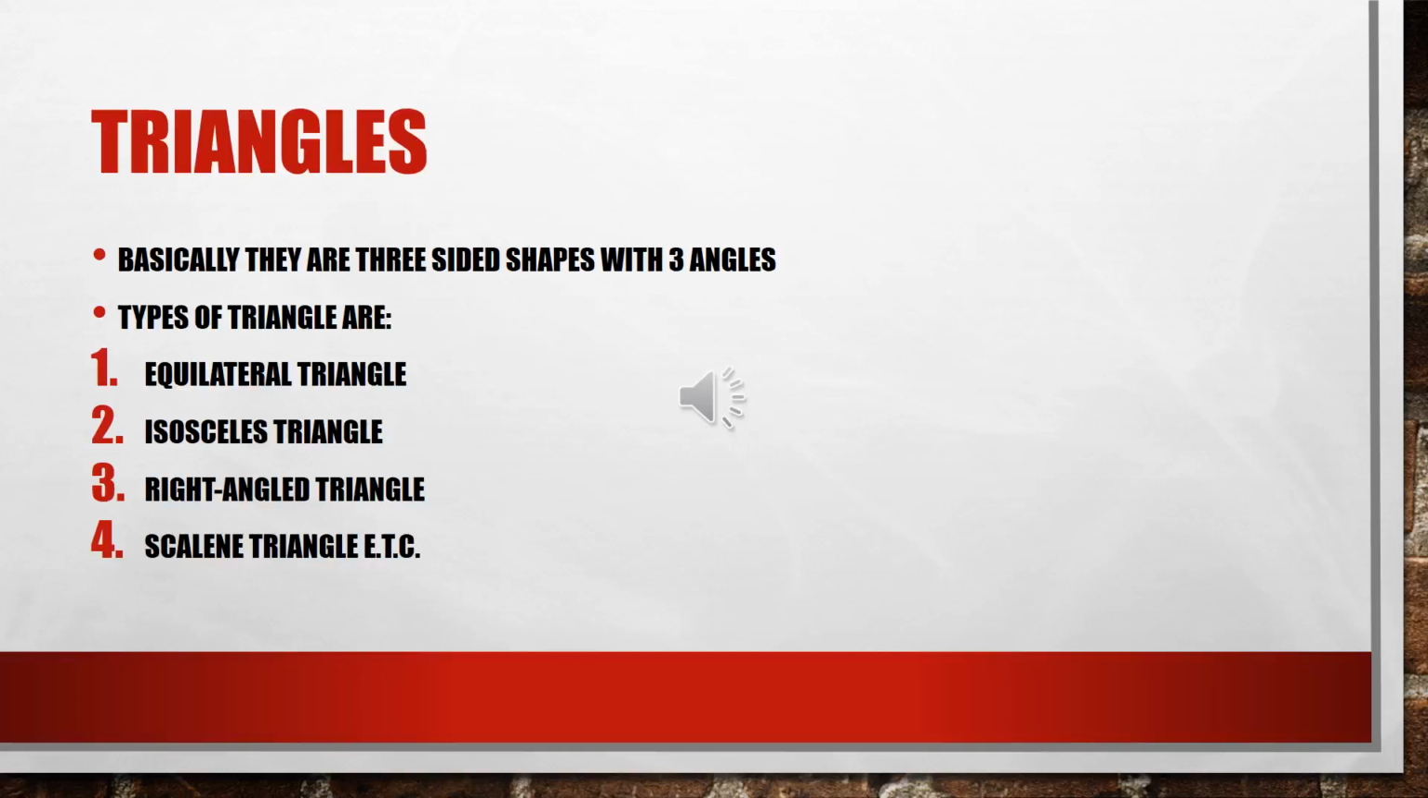So triangles are basically three-sided shapes with three angles. Okay? Three-sided shapes with three angles. We have different types of triangles. Some of them are equilateral triangle. It has all the sides equal. Isosceles triangles have two opposite sides and two opposite angles equal. And the right angle triangle, the scalene triangle, and so many others. On the next slide, you'll be seeing the pictures of these triangles.